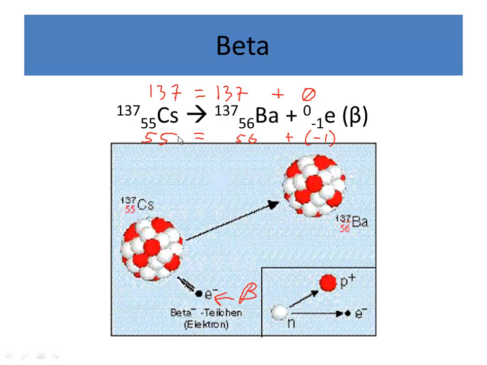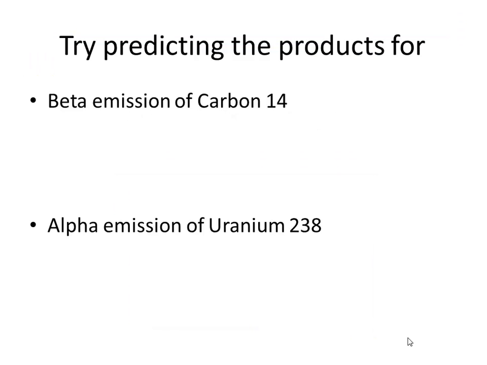All right, let me pause it for a sec. I want you guys right now to try to predict what the other products are, and I'll start us off. So remember, carbon-14, C-14, and uranium-238, U-238. If you're giving up a beta particle, that means you're giving up 0, -1 e. If you're giving up an alpha particle, that means you're giving up 4, 2 He.